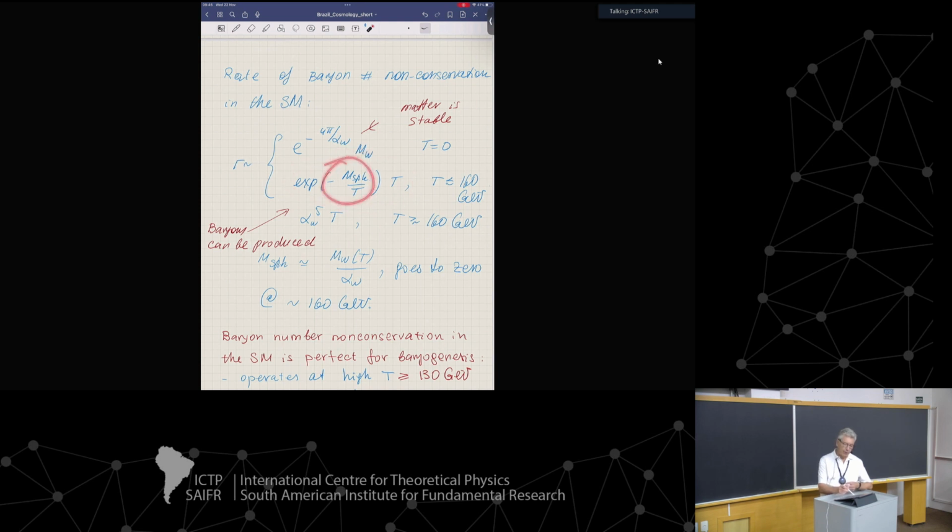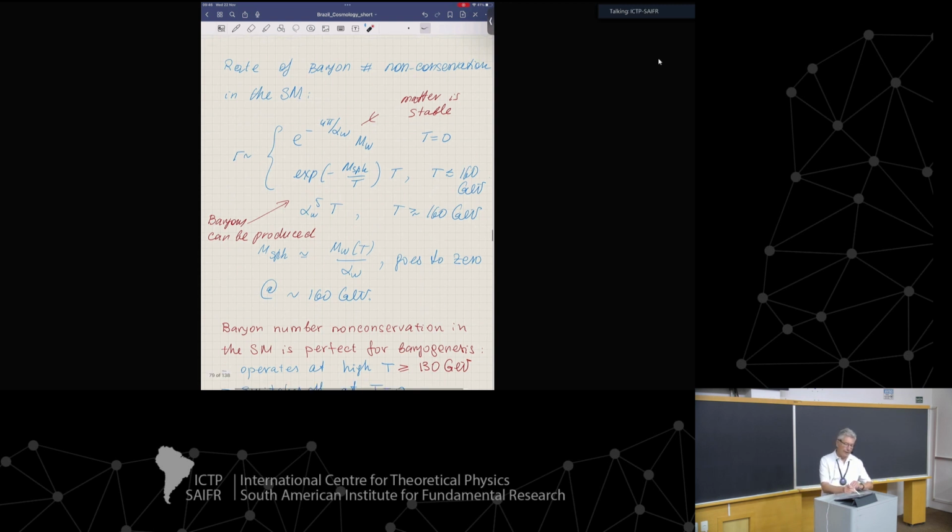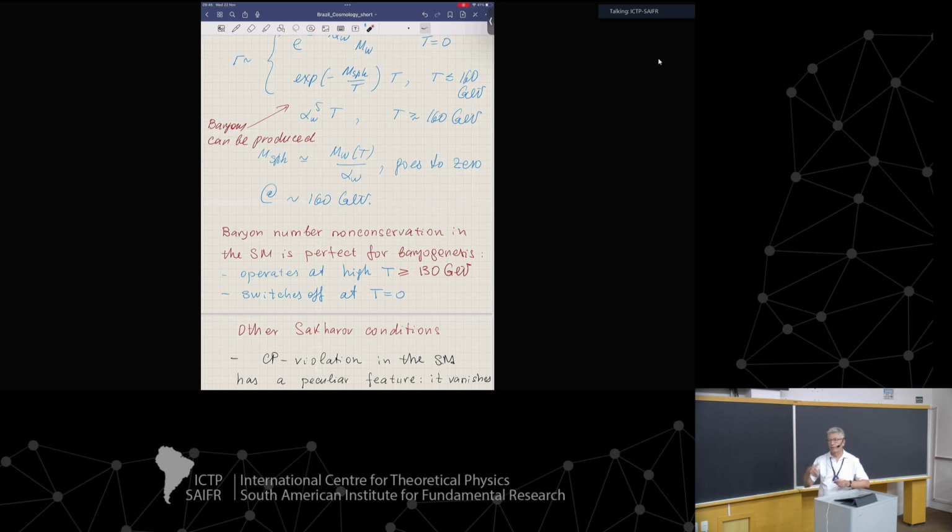You're getting some Boltzmann suppression. You have to overcome this barrier. Okay, so you get exponential minus M_sphaleron over temperature. Sphaleron is 10 TeV, divided by temperature. And if you take temperatures even higher, then you have a suppression, but then this is a suppression by the fine structure constant of SU(2).